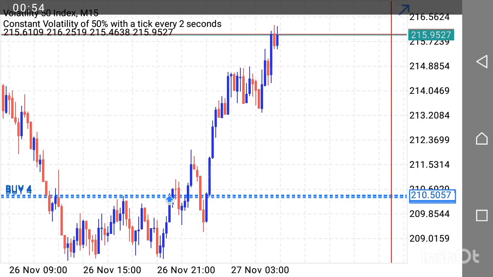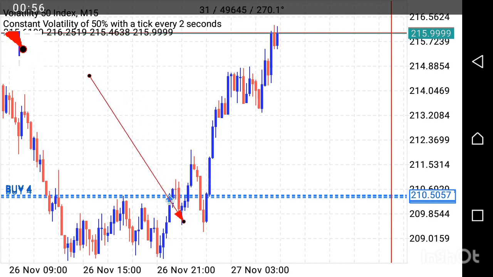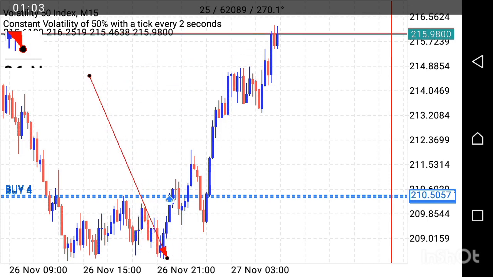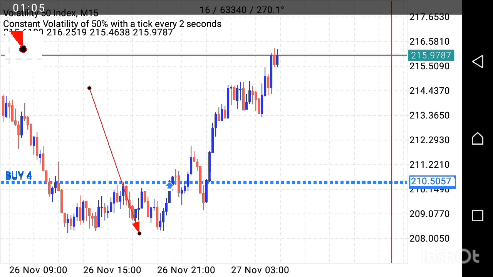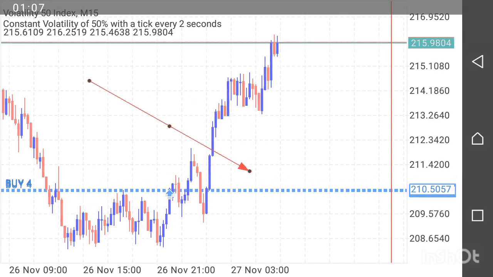You can see here I entered the trade over here, with just a little drawdown and little floating loss, and then boom, it brought a lot of profit. It's basically just supply and demand.